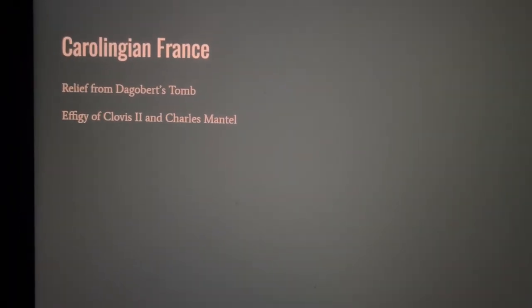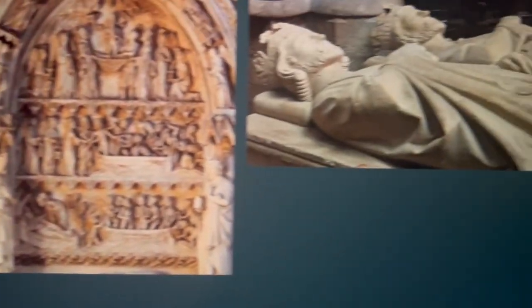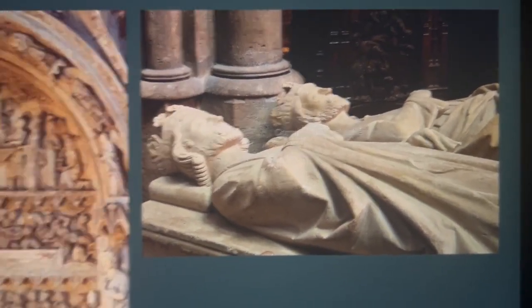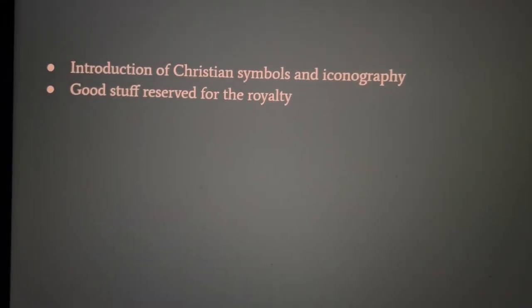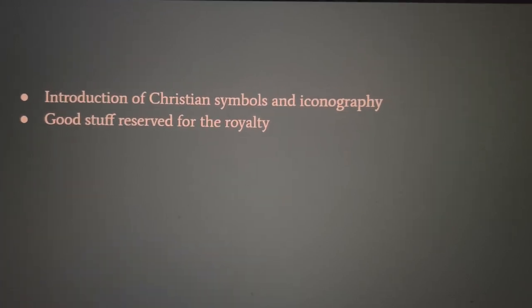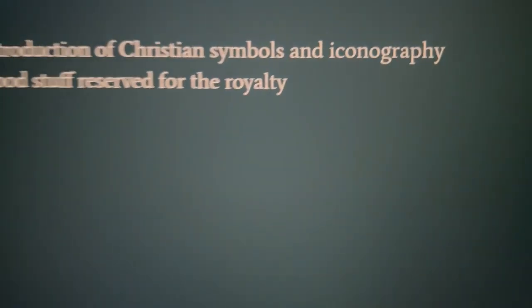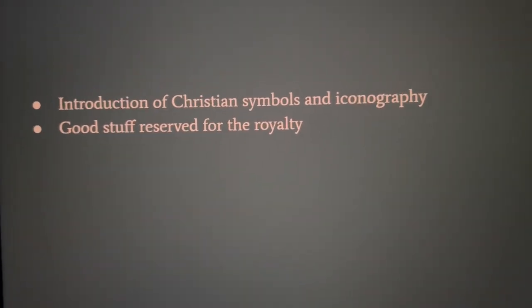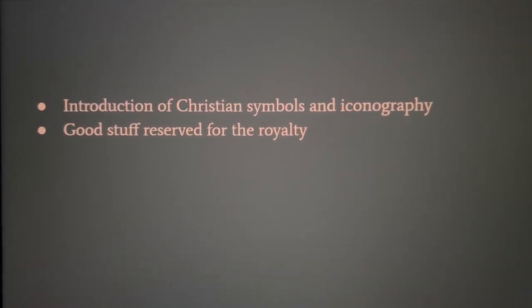See, jumping over several hundred years to Carolingian France, we have a relief from Dagobert's tomb and a picture of a sarcophagus for Clovis II and Charles Martel. Let's see, and something I noticed here is that this is several hundred years of Christianity, and we now have, especially on the relief from Dagobert's tomb, generally Christian symbolism. The source I had for Dagobert's tomb relief was that it was a story of a saint, I believe.